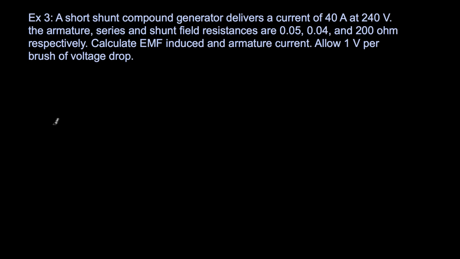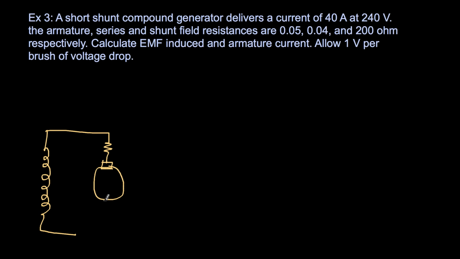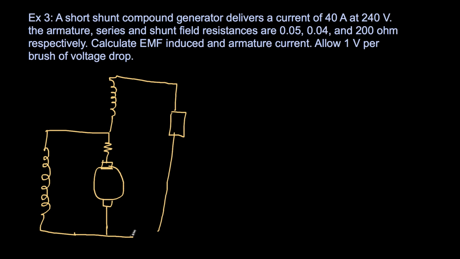Short shunt compound generator. So let me draw the circuit diagram of a short shunt compound generator. This is a shunt field winding, and there will be armature resistance and the armature itself, and there will be a series field winding, and then there is a load here. Current of 40 amperes at 240 volts. So the load current is 40 amperes, and the load voltage is 240 volts.